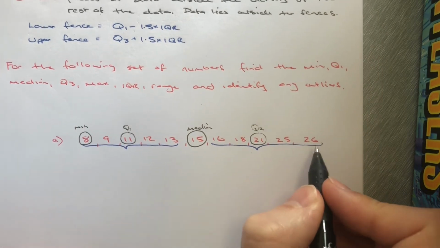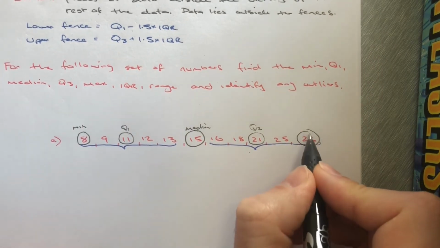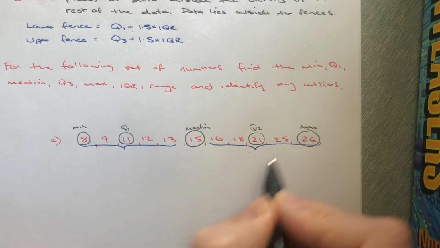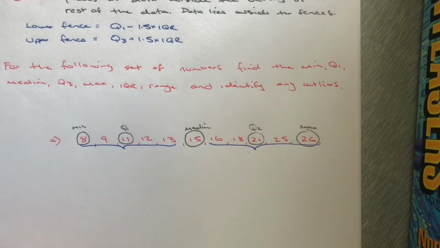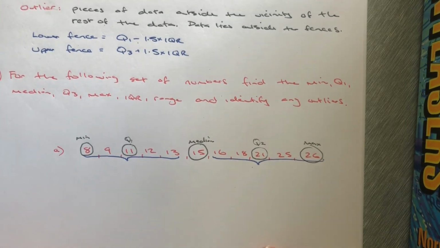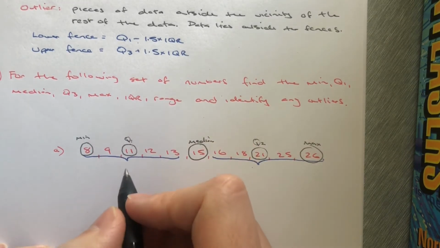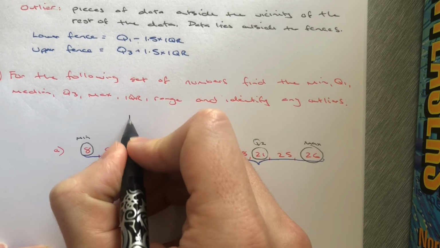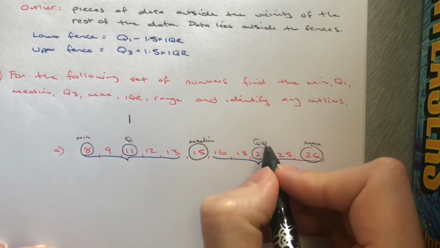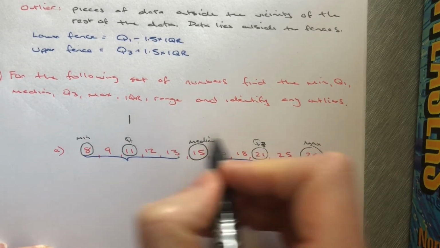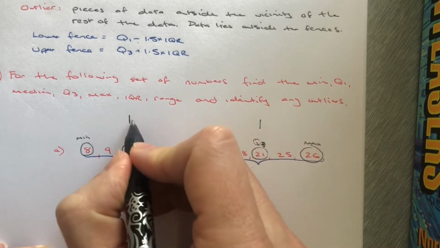And maximum is the largest number. So this is our maximum. There we go. All right, now it asks for our interquartile range and our range. So our interquartile range would mean from the first quarter, which is here, all the way to Q3, the upper quarter, which is here.